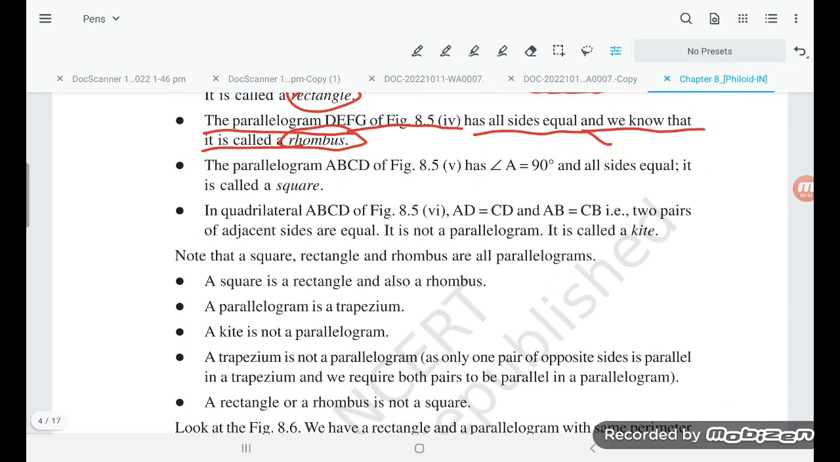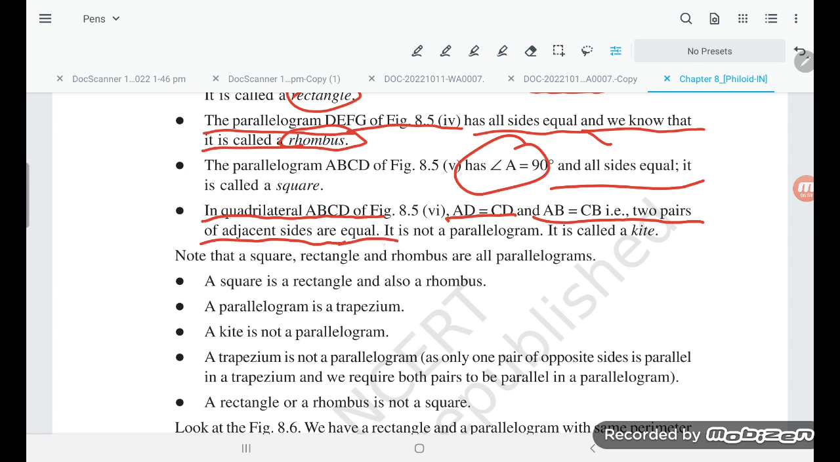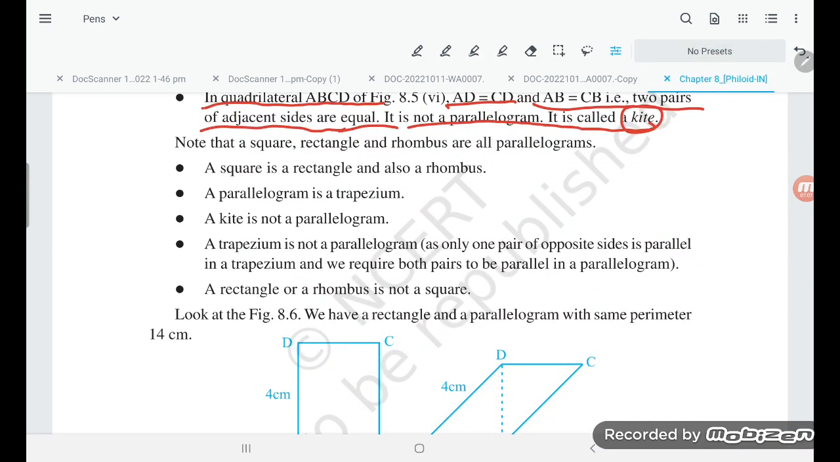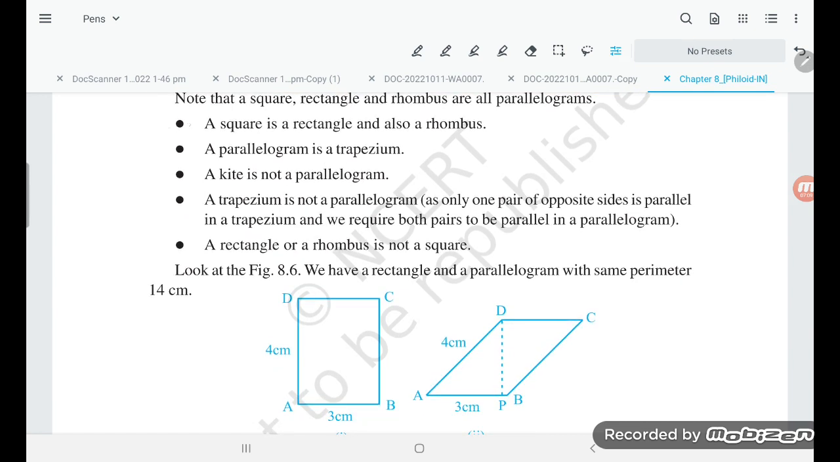Now next one, the parallelogram with one angle 90 degrees and all sides equal is called a square. In quadrilateral ABCD, AD is equal to CD, AB is equal to CB. Two pairs of adjacent sides are equal. It is not a parallelogram. It is called a kite. Note that square, rectangle, rhombus are all parallelograms. A square is a rectangle and also a rhombus. A parallelogram is a trapezium. A kite is not a parallelogram.